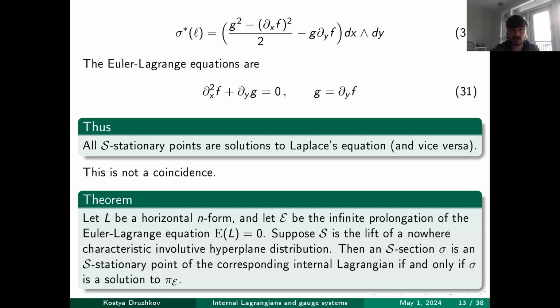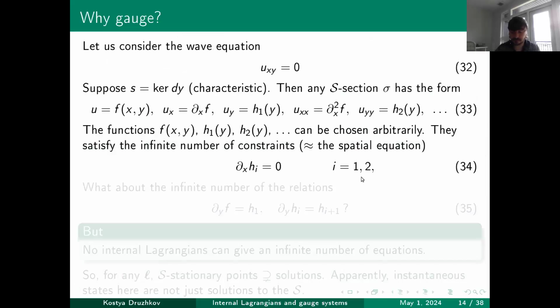And then one can ask the following question, like why gauge? Why do we need to consider something like gauge equations, gauge spatial equations, and so on? But the answer is pretty simple. It's because nowhere characteristic distributions is just not everything. We can have some more complicated situations, and let's consider such situations.